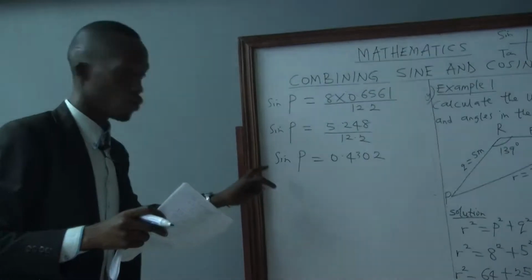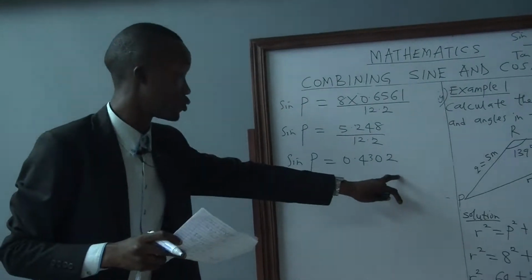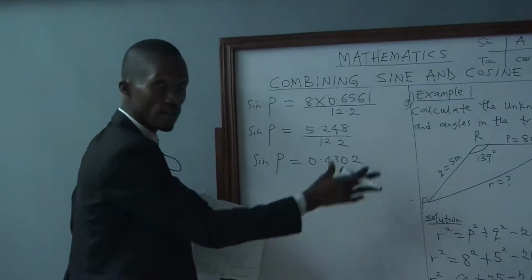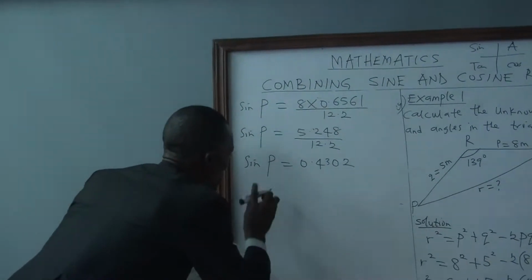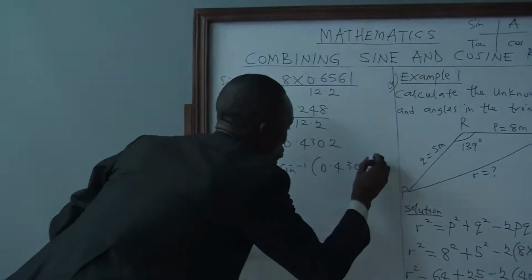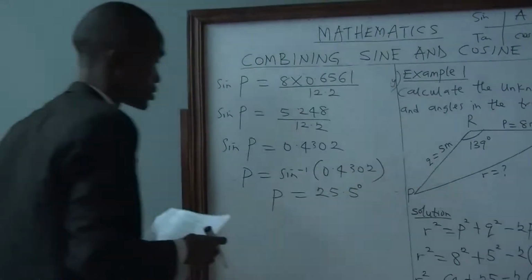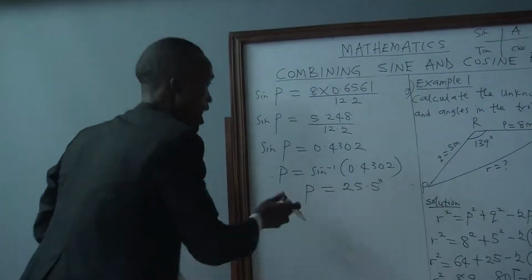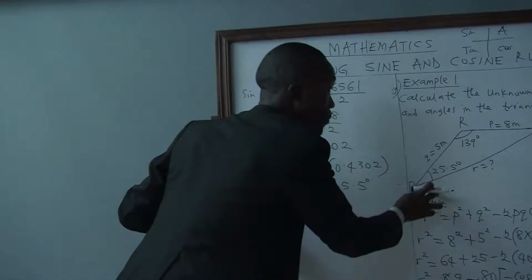So what we do here is we take the arcsine, or inverse, of this sine of this angle. So we go to our four figure table and we open to sine of angles. From sine of angles, we get the closest value to this. And if you do that, we have P to be arcsine of 0.4302, and we have P to be 25.5 degree. That will be seen from 25 under 5. So we know P, we label this as 25.5 degree. We know P, we know R.